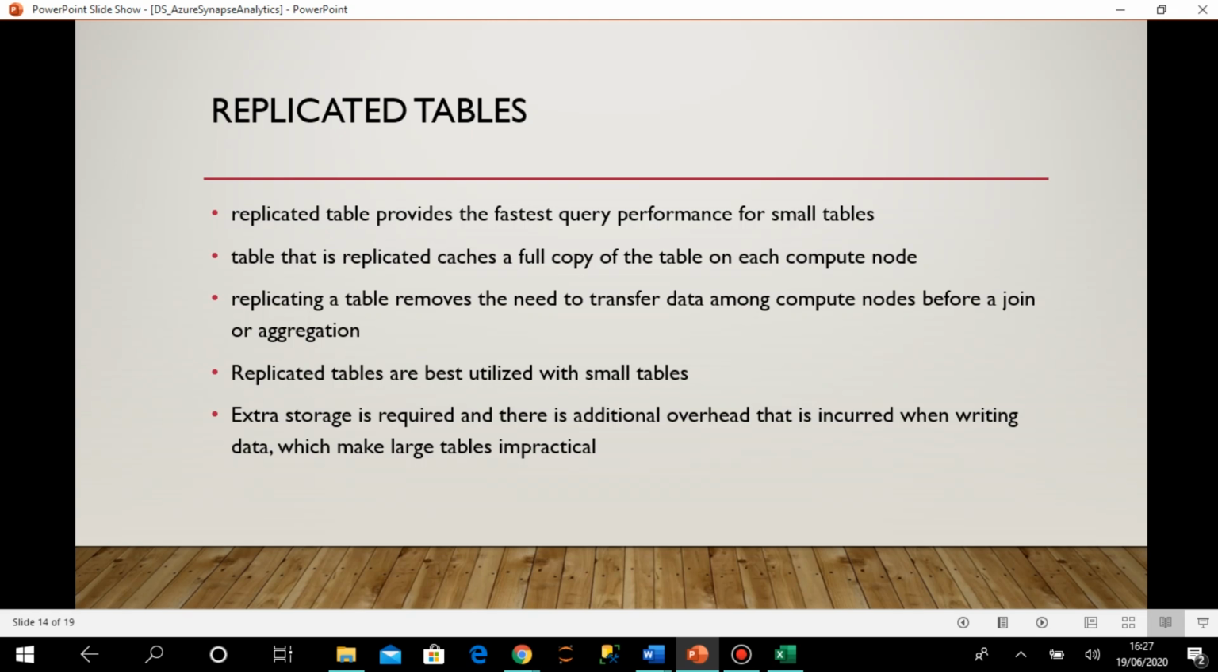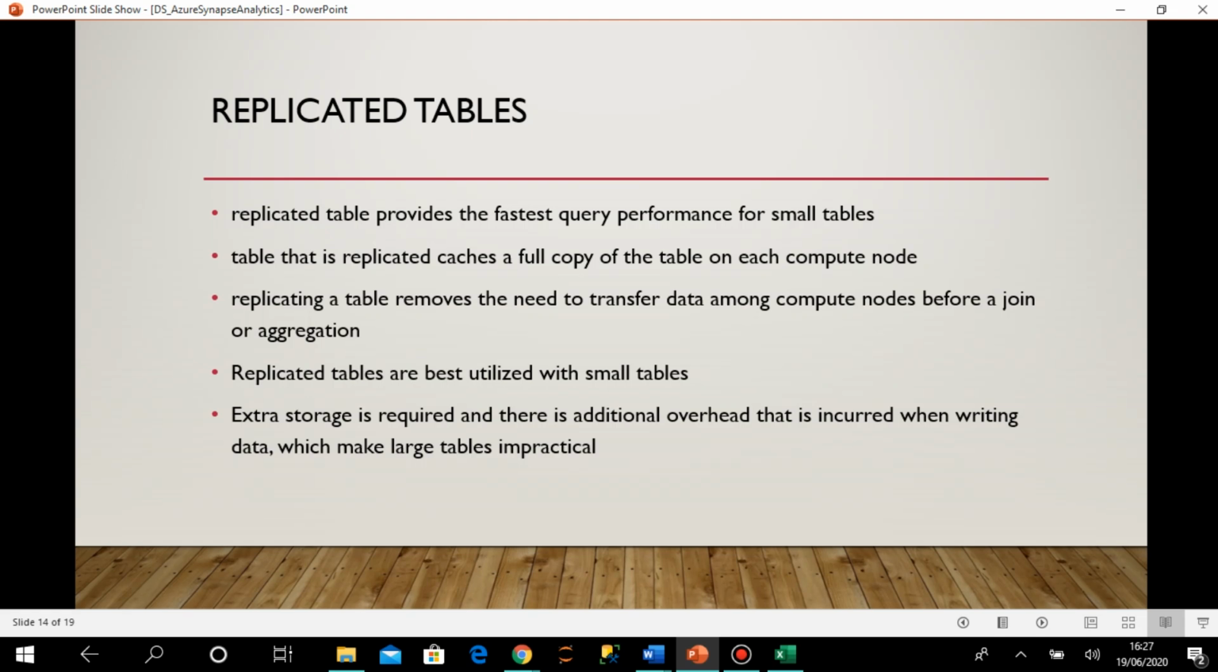It is a duplication of data, because unnecessarily I am keeping the same thing everywhere. That's why extra storage is required, and there is additional overhead incurred when writing data, which makes large tables impractical, of course, because we have to write the data everywhere for all the compute nodes. If it is a small table, it can still be possible, but for a very large table it is not possible.